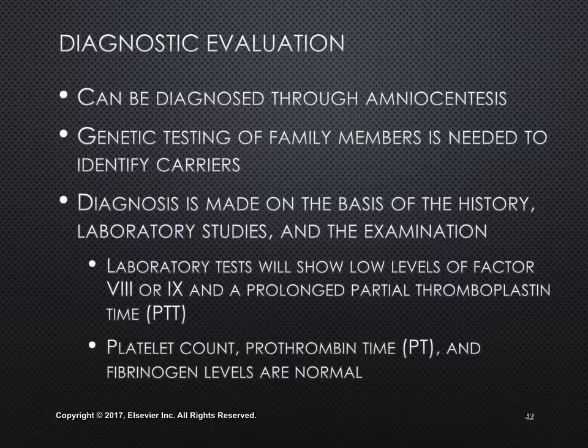The laboratory tests will show low levels of factor 8 or 9 and a prolonged partial thromboplastin time, or PTT. So remember, with PTT, we don't want it to last a long time. We want it to be short. The platelet count, prothrombin time, and fibrinogen levels will all be normal, because there's nothing wrong with those cells. It's the lack of those factors that leads to the problem in the next step of the clotting cascade.